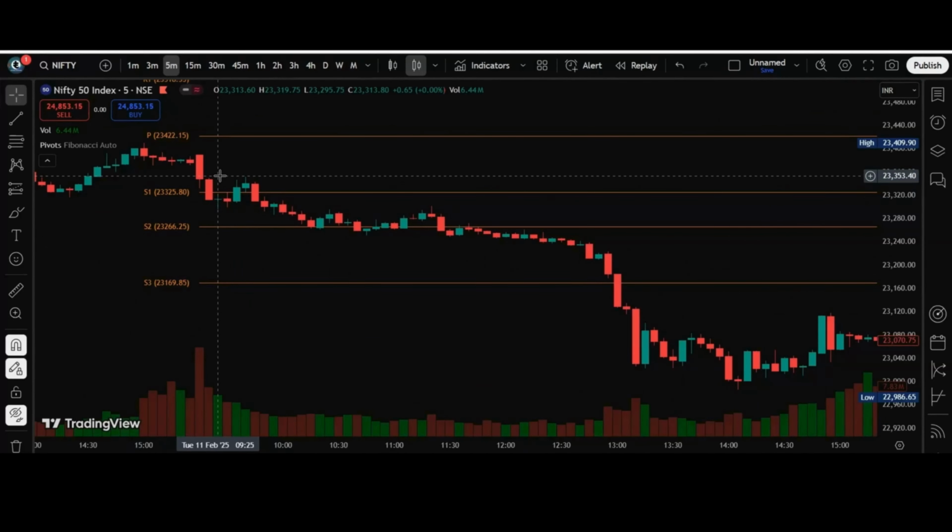But whether you're buying futures or selling futures, I think it's fine. But if you're doing option trading, I think it's always advisable to buy an at the money strike, either a call or a put based on the direction.